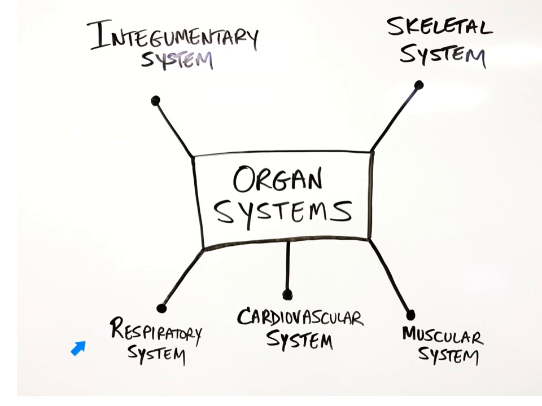The respiratory system. This includes the lungs and airways. It functions in gas exchange between the air, blood, and body cells. The rest of the body's organ systems, the nervous, endocrine, digestive, urinary, and reproductive systems, are the main topics of study in anatomy and physiology too.